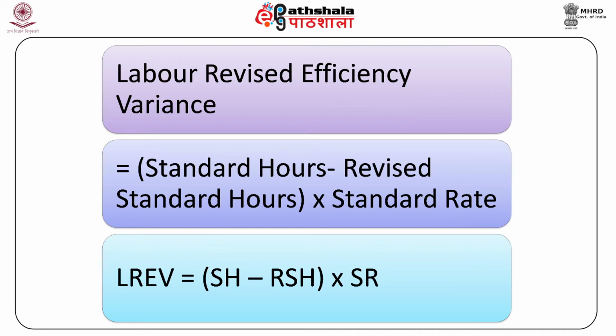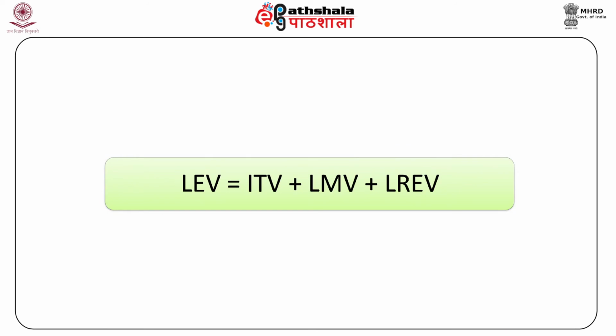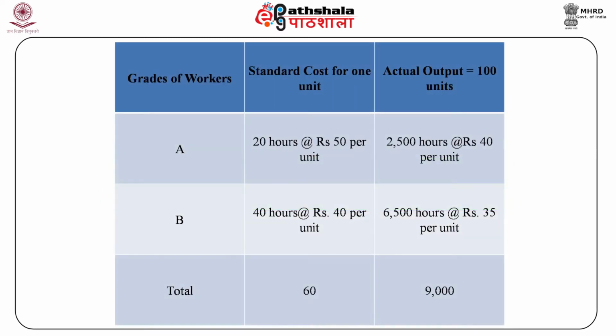The sum total of ITV, LMV and LREV must be equal to LEV. We can put it in the formula in short as LEV is equal to ITV plus LMV plus LREV. Let us understand this concept by using an example. From the data given earlier in the first question, let us calculate labor mix variance and labor sub-efficiency variance.